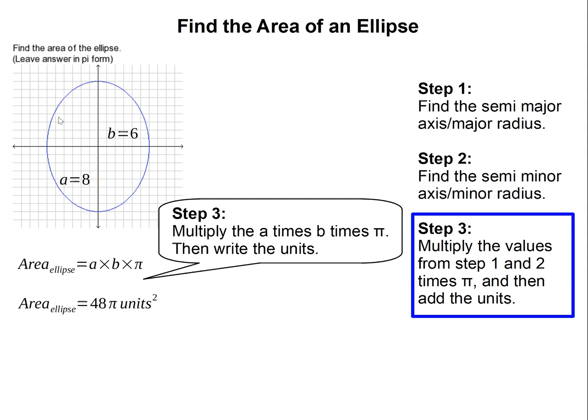Also, if we look carefully, it says leave your answer in pi form. So what that means is, if you forgot or never learned, you just leave the pi. So that's just 6 times 8 times pi, which is just 48 times pi. You just leave it like that. If they say round your answer, that probably means you have to turn the pi into something like 3.14 and then multiply that out. But in this case, we can just leave it like that. And that completes our problem.